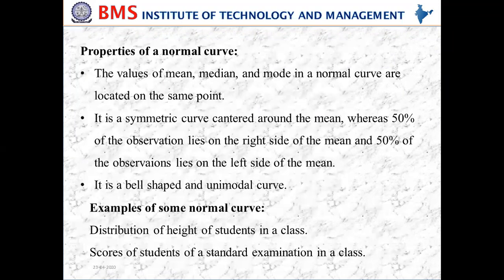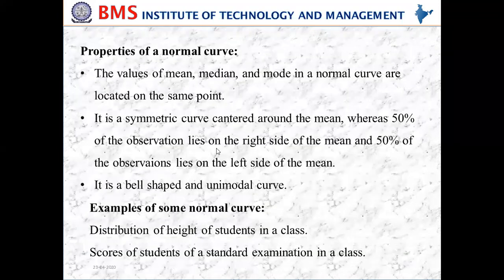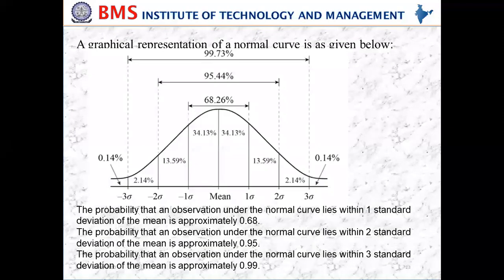Next, properties of the normal curve. The values of mean, median and mode of a normal curve are located at the same point. In the normal curve, this is the mean value, and this is the mode value as well as the median. Mean, median and mode lie on the same line in the normal distribution curve. It is a symmetric curve centered around the mean, where 50% of observations lie on the right hand side of the mean and 50% lie on the left hand side of the mean.